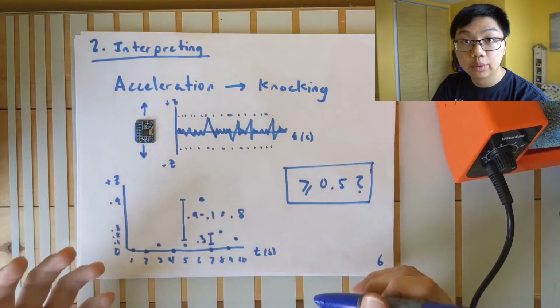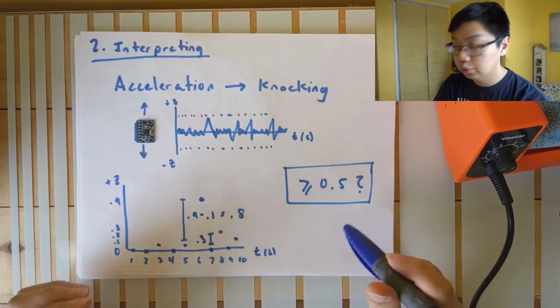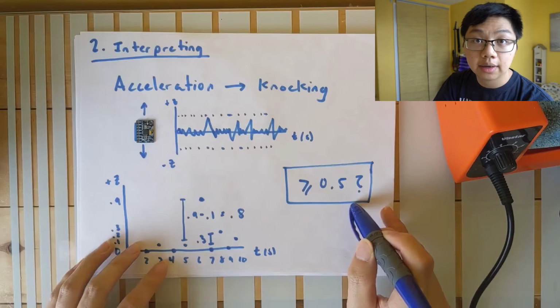A simple way to solve this is with a threshold, and I say that if a difference in acceleration is greater than 0.5, then a knock has occurred.